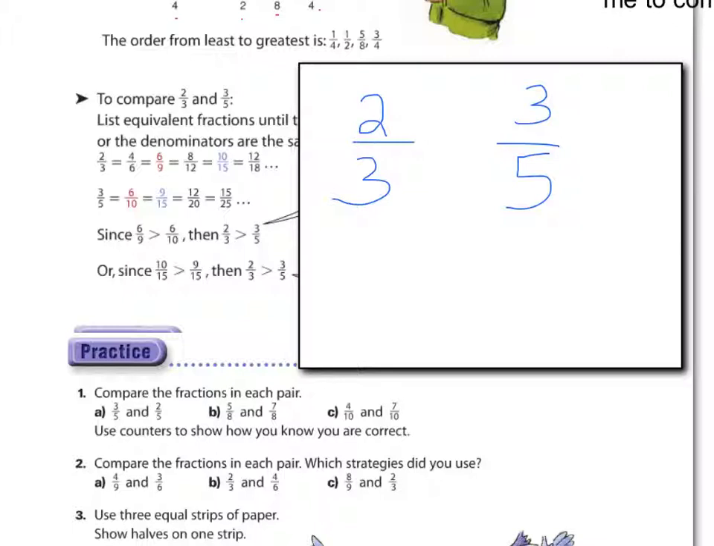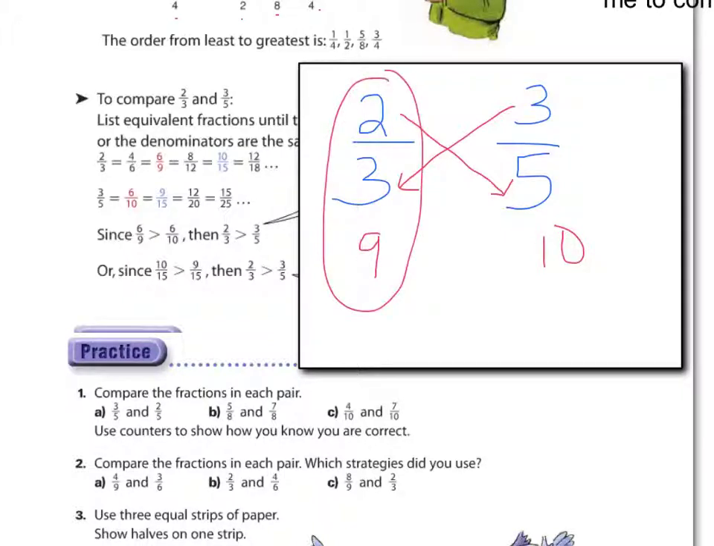So for cross multiplication, what we do is we multiply across, just as it says. 2 times 5 is 10. 3 times 3 is 9. So 2/3 is my smaller fraction.